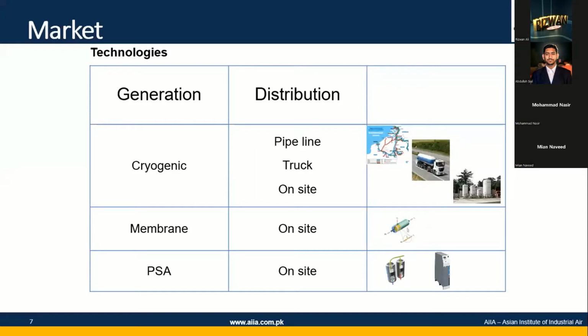Then comes the membrane method. You can also separate the nitrogen by using the membrane. And the most famous and, you can say, the latest technology is the PSA technology. The PSA technology is an on-site method of producing the nitrogen. So you can produce your own nitrogen whenever you want to, and according to your need, according to your purity needs.